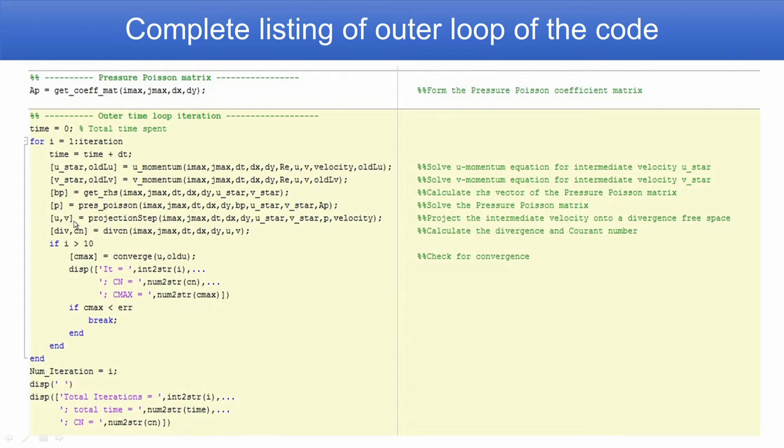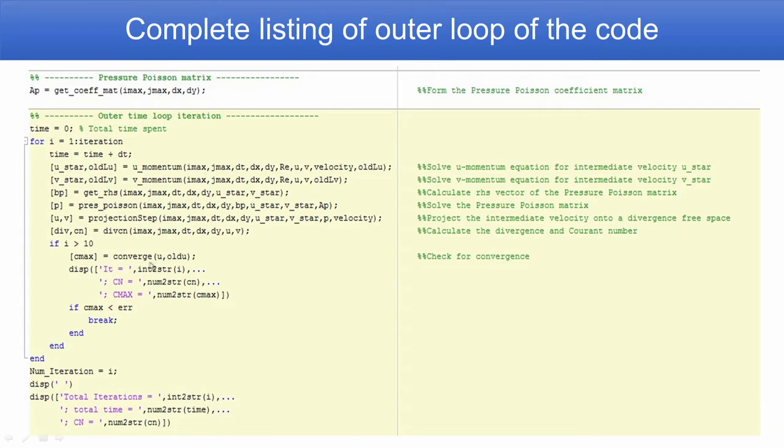Once you get u and v at the new time level, after the final correction step, you calculate the divergence and Courant number. So, divergence comma Cn, where Cn represents the Courant number, and there is a separate argument for that. So, divergence div Cn I max J max dt dx dy u v. So, you can decide if the number of iterations is more than the desired number of iterations, or you can decide based on the Courant criteria.